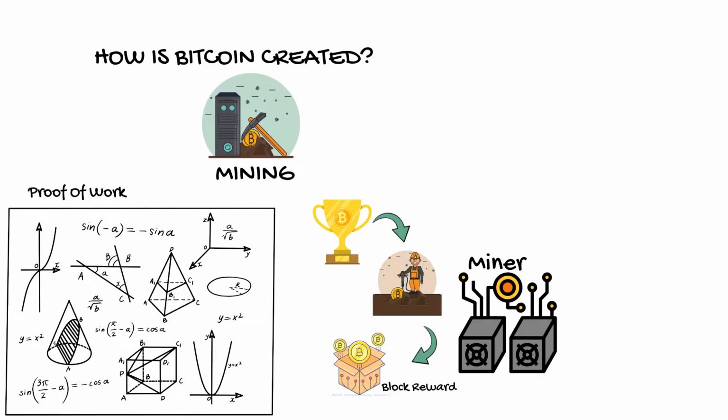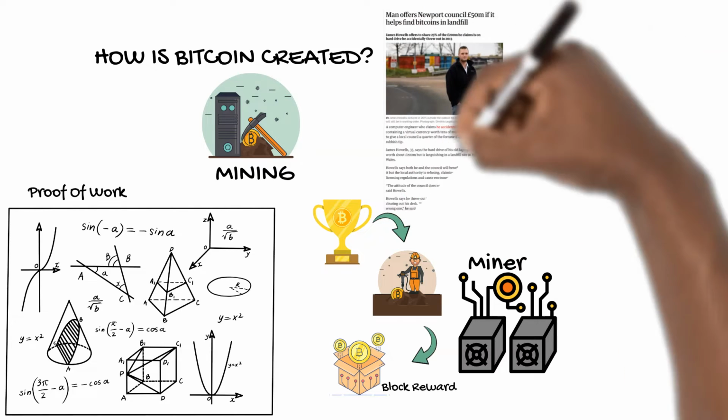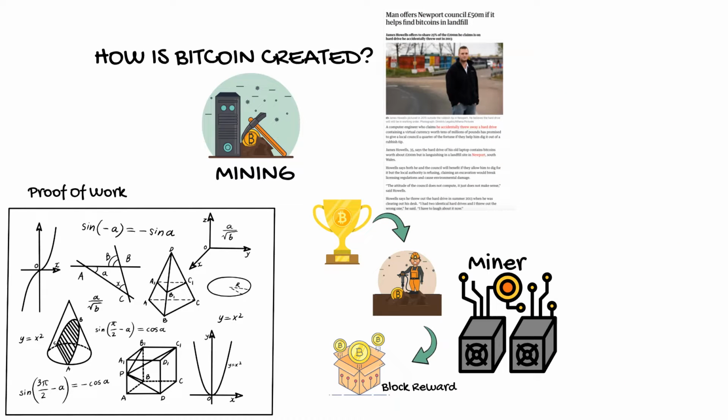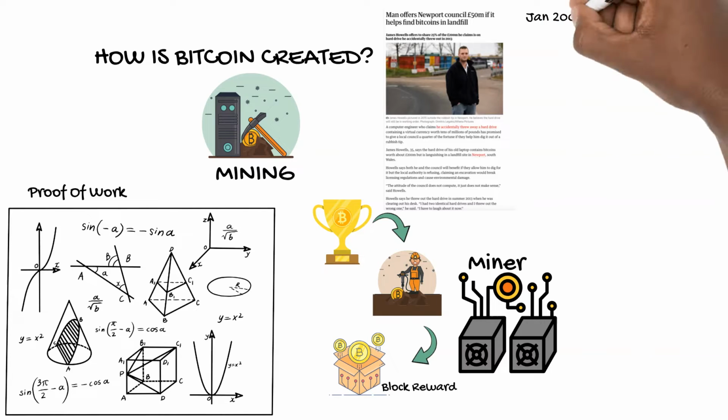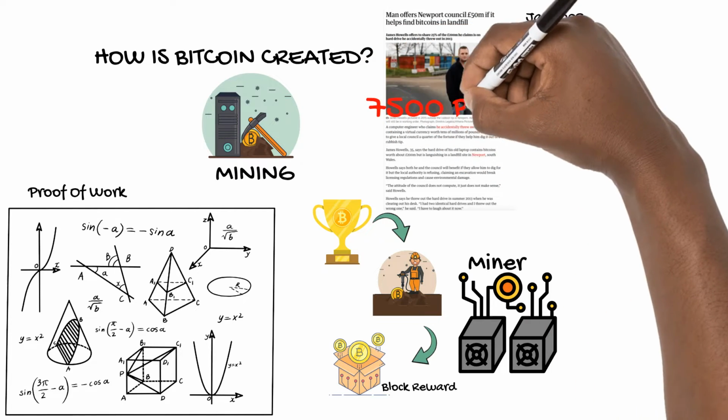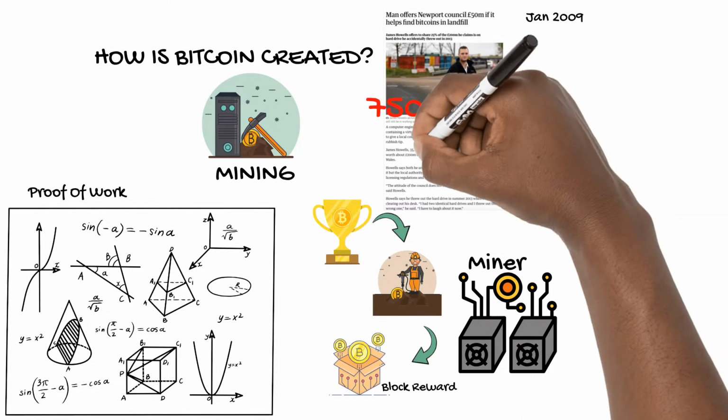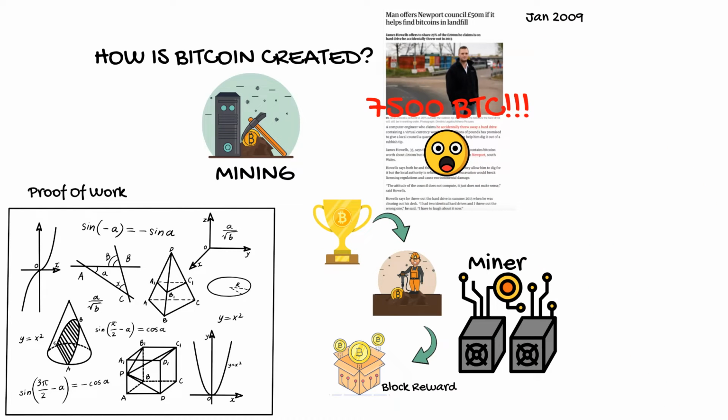Anyway, one of the first miners was a guy called James Howell in 2009. Mind you, the first block was mined on the 3rd of January in 2009. So this guy was early. This was before it was even listed on exchanges, and it was worth a fraction of a penny. And he managed to accumulate 7,500 Bitcoins in the process. But guess what? He threw away his hard drive after his girlfriend told him the mining equipment was making too much noise.